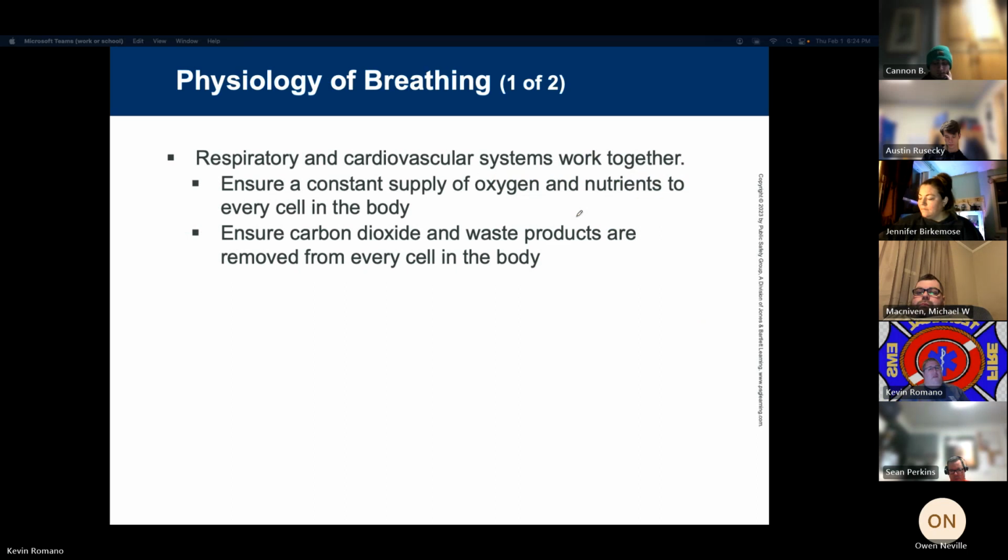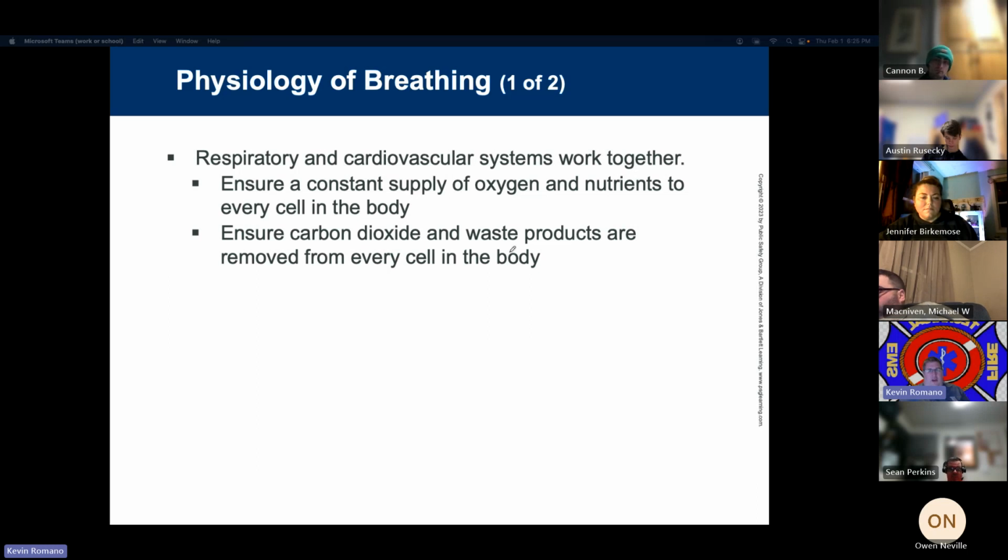Important to know: the physiology of breathing, respiratory and cardiovascular systems. Remember, they work together. They ensure the constant supply of oxygen and nutrients to every cell in the body. You also want to ensure that carbon dioxide and waste products are removed from every cell in the body as well. That's part of breathing. The respiratory and cardiovascular systems have to work together.